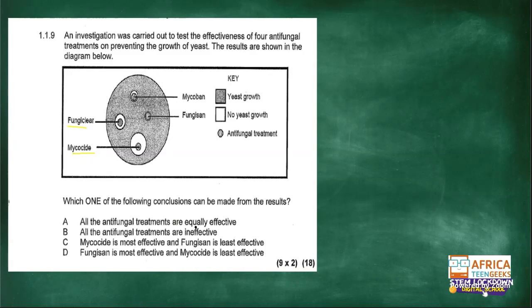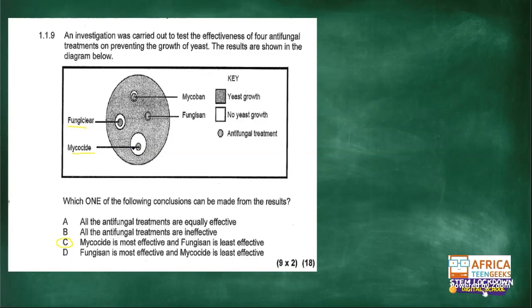A, all the antifungal treatments are equally effective. B, all the antifungal treatments are ineffective. C, Mycocide is most effective and Fungiclear is least effective. Let's go see. Or D, Fungiclear is most effective and Mycocide is least effective. Yes, thank you, JJ, Lihlonolo, and Phumzile. The answer is C.